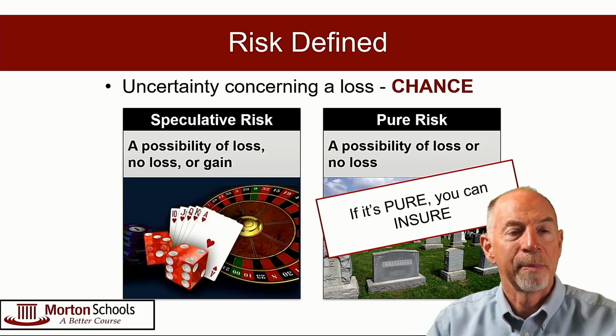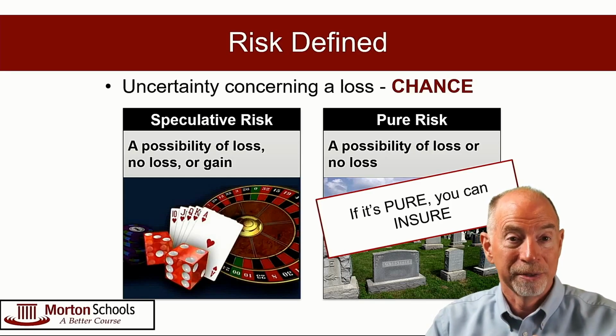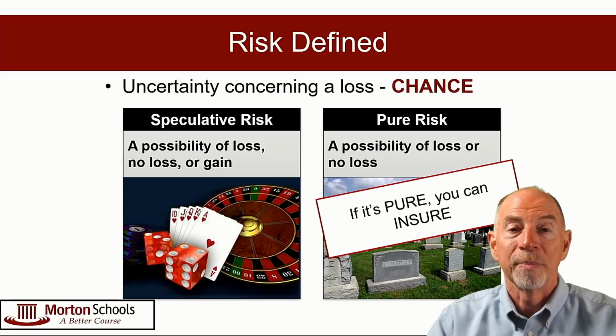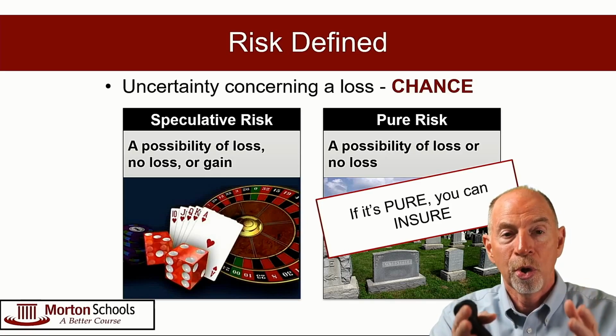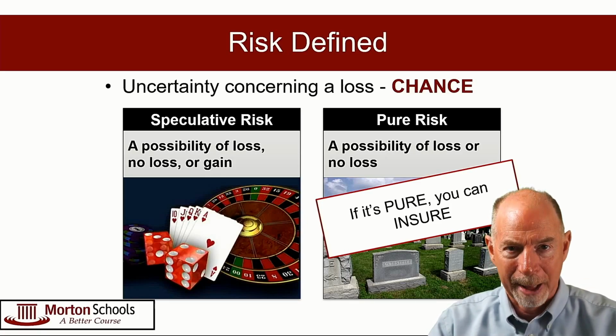So let me ask you this. Here's an example. Can you get a homeowner's policy on your house in case your house burns down so you can get some money back from the insurance company? Can you do that? And the answer is absolutely, because that would be a pure risk. Your house burning down, you're not coming out ahead on that deal. You're not going to profit from that.